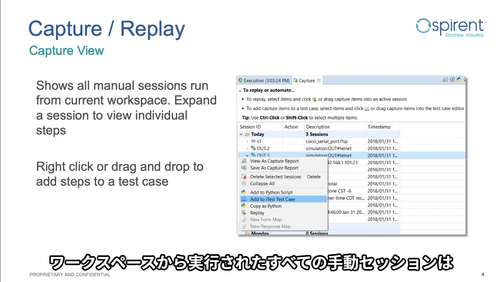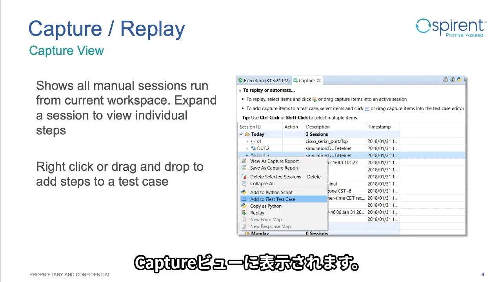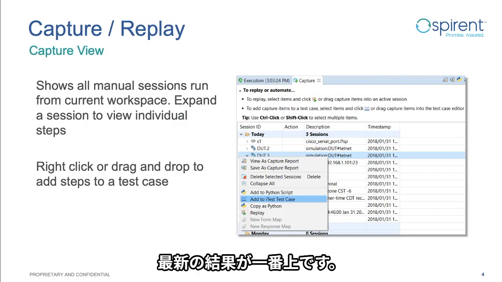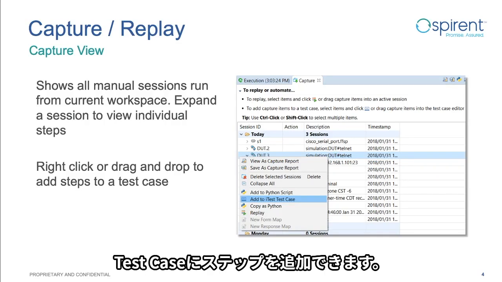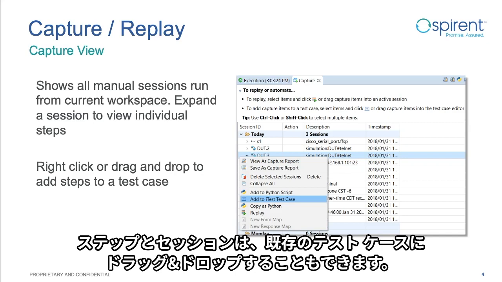All manual sessions run from the workspace will be shown in the capture view with the latest sessions at the top. Right-clicking on a step or a session will bring up a contextual menu with the option to add the steps to a test case. Steps and sessions can also be dragged and dropped into a test case that's already open.